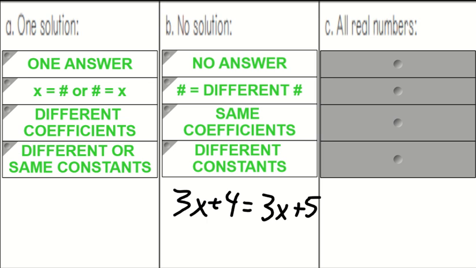Something like that. 3x plus 4 equals 3x plus 5. Sometimes it gets a little bit tricky, and you could have, let's say, 2n plus 3, 2n minus 3. Those still have the same coefficient and different constants because the sign makes those numbers different. So you've got to pay attention to the sign still.